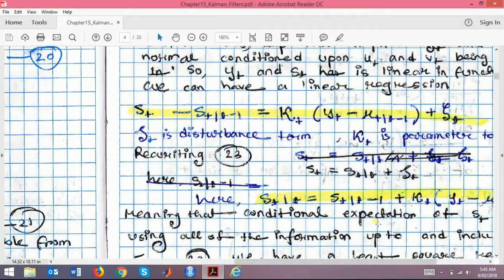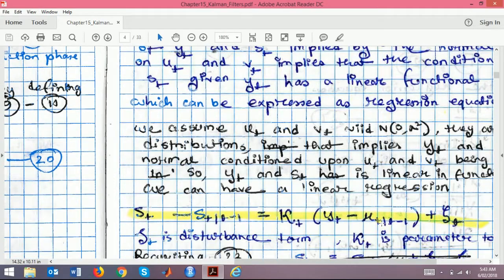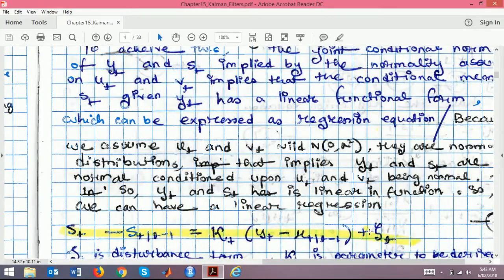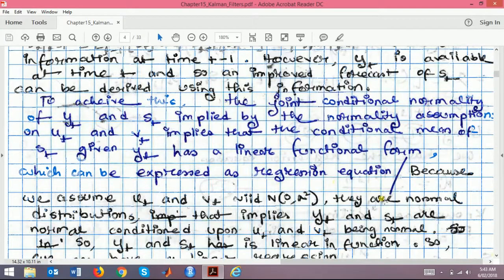Then we move forward, we use these observations into the next stage, which is updating. And now in updating, before we start talking about updating, something we need to understand is that because u and v both residuals are normal, that makes y and s, I mean in the measurement and state equation, to be normal. And if they are normal, using the conditional mean and variance, it is possible for us to derive a regression equation, or I mean we can give s a linear function using the information, which actually leads to an improved forecast or improved prediction of s.